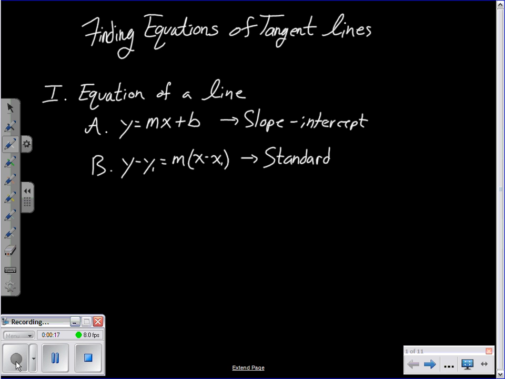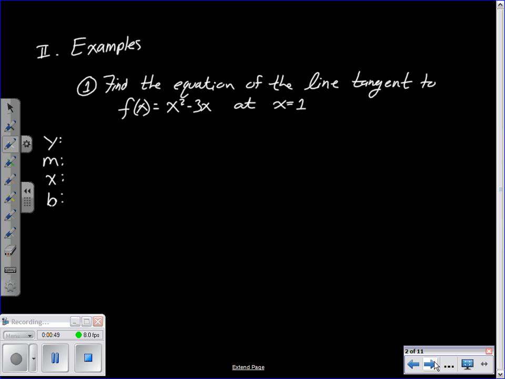require some background knowledge from Algebra 1 on either the equation of the line using slope-intercept form, which is y equals mx plus b, where m represents slope and b represents your y-intercept. You can also use the standard equation for linear equations, which is y minus y1 equals m times x minus x1. While the second standard form equation here looks a little bit more complicated, it's actually going to be easier when you're finding equations of tangent lines because you don't have to solve for the y-intercept b. To illustrate this, I'll show you what I mean.